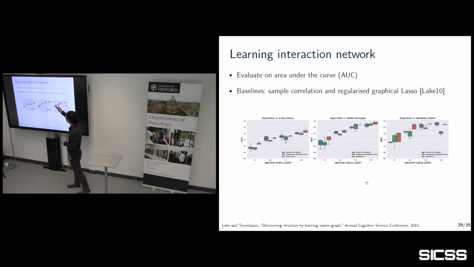The method that we have here in general achieves a better performance than a simple baseline, which is sample correlation, and also another well-known method in computer science, which is called the graphical lasso. I'm not sure if you're familiar with that, but the idea is to see whether this new formulation can actually improve the performance compared to some existing models.